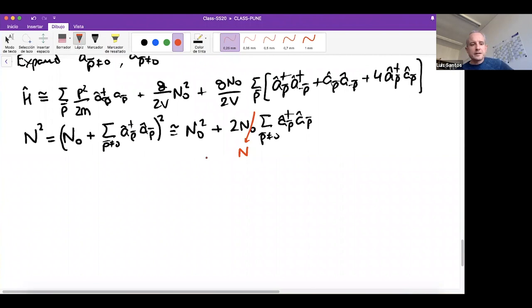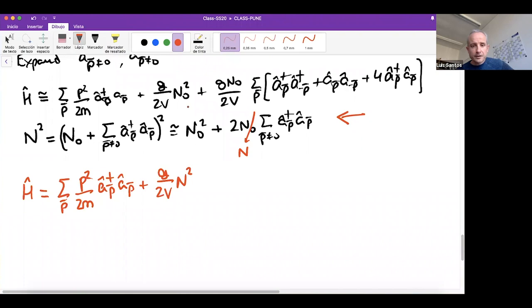You do that. So if you use this trick, then you can write the upper Hamiltonian in the following form. We will not do all the details, but I think that you can reproduce this easily. Now I have n squared and not n0 squared here.